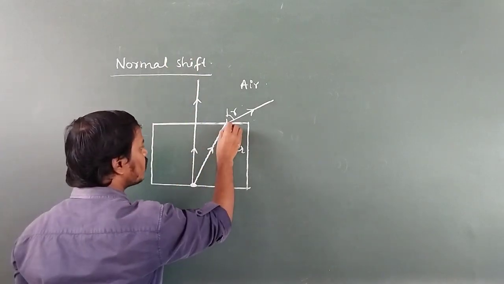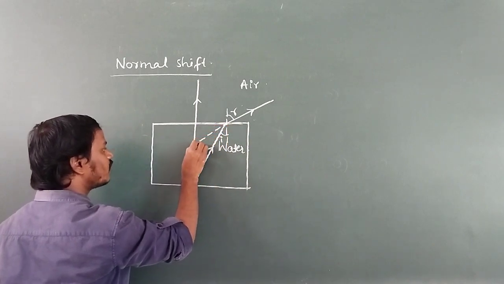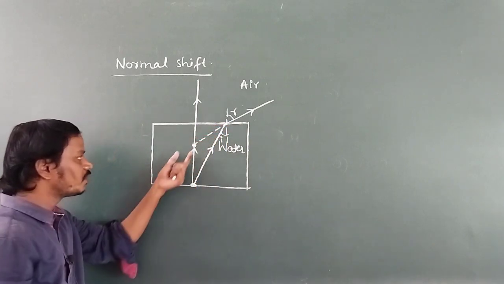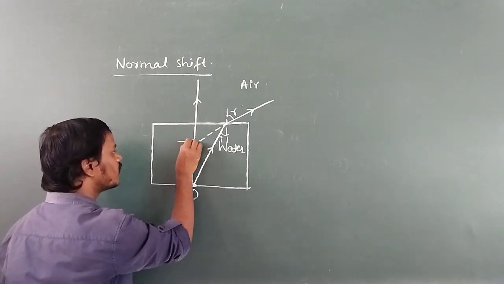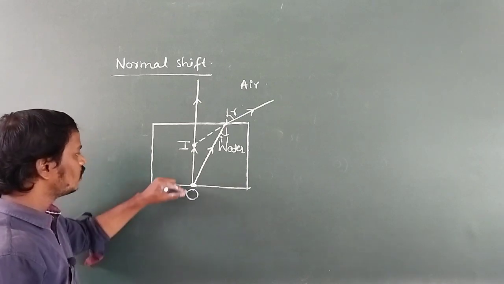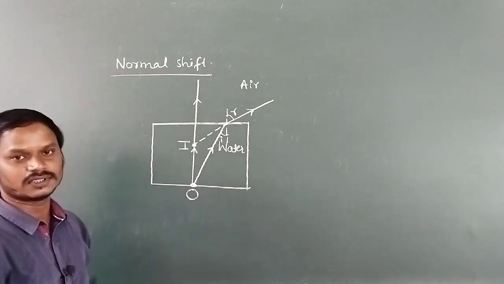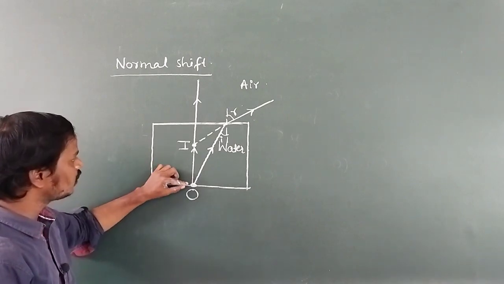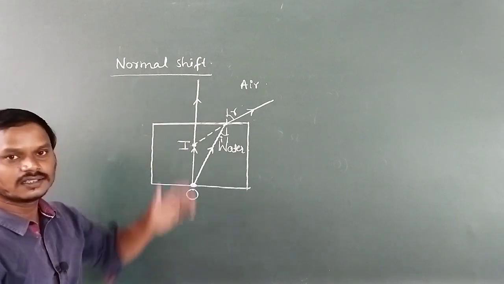Now, let us extend this refracted ray. So, this refracted ray will meet here. Then we will observe the object here. So, this is the object and this is the image of the object. This shift in position of the object is called normal shift. Here the shift in position of the image of the object along the normal is called normal shift.